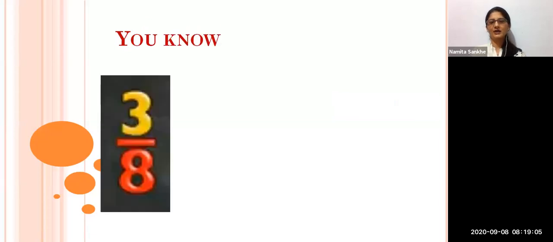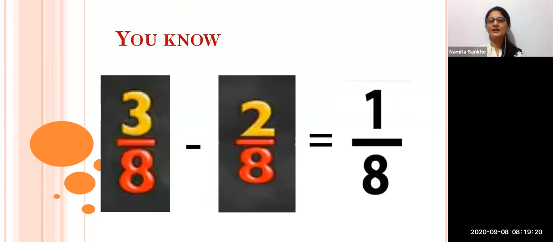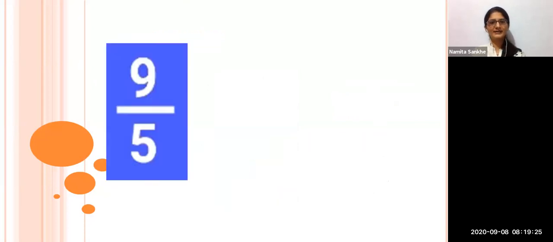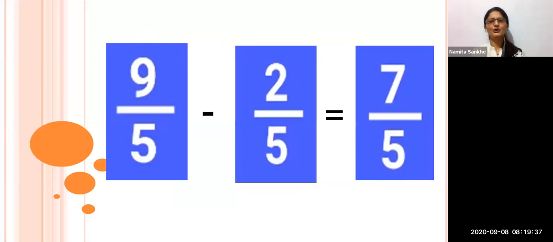Now before that, you already know 3 upon 8 minus 2 upon 8. These are like fractions. You know how to do the subtraction of these. Yes. Very good. 1 upon 8. So the subtraction of these like fractions, the answer we get is 1 upon 8. Correct. Now, one more example. 9 upon 5 minus 2 upon 5. What will you get? 7 upon 5. Yes, very good. So you know it because the denominators here are common, which is very easy to calculate, right?